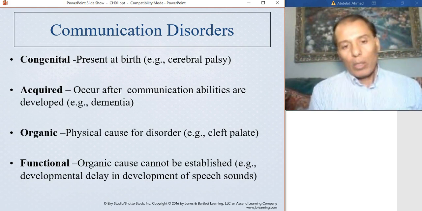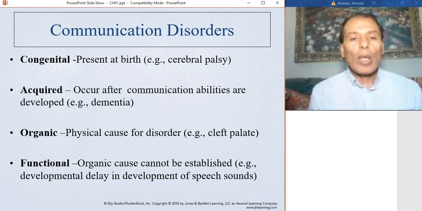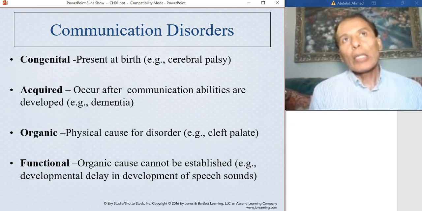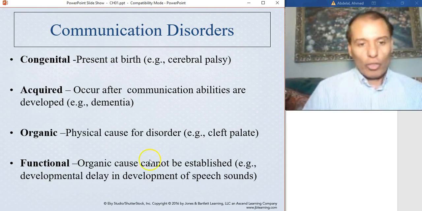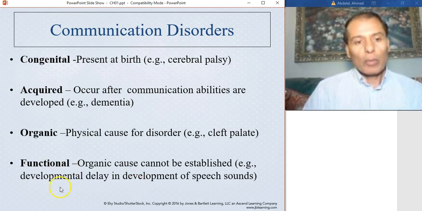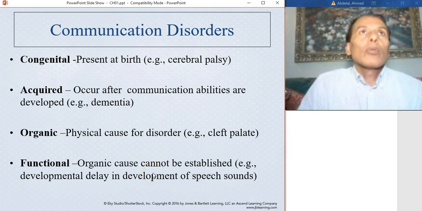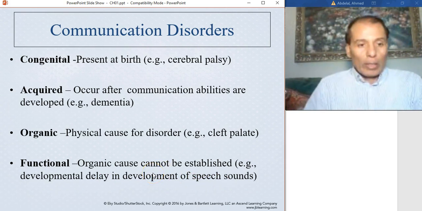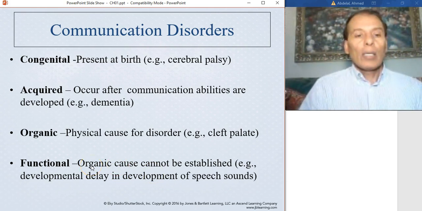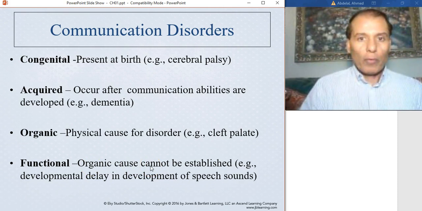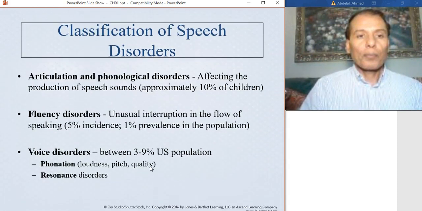So functional, you describe a disorder as functional when you do not have a clear abnormality in the anatomy of a structure. It could sometimes be developmental delays. For example, when someone has a speech sound problem, you say, well, there's nothing clear that is causing it. So it is a result of the performance, not of abnormality in the structure.